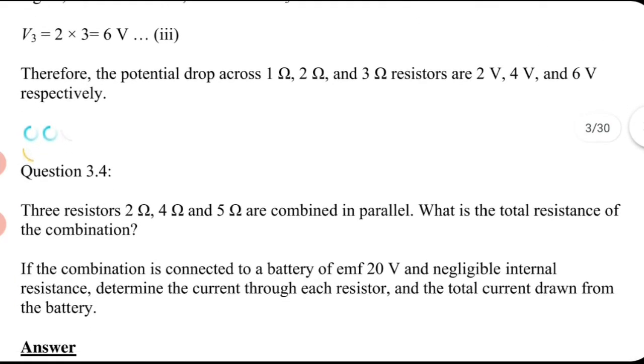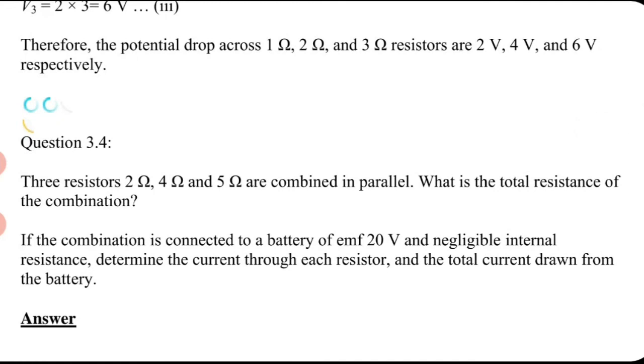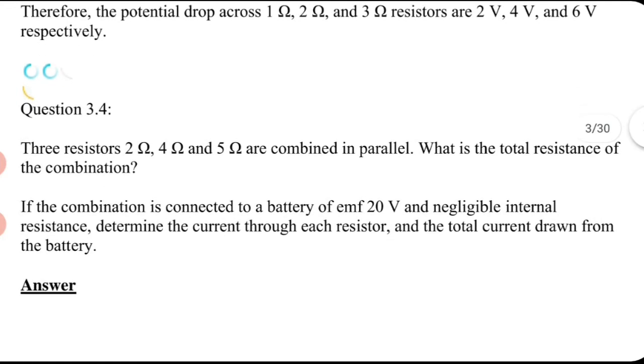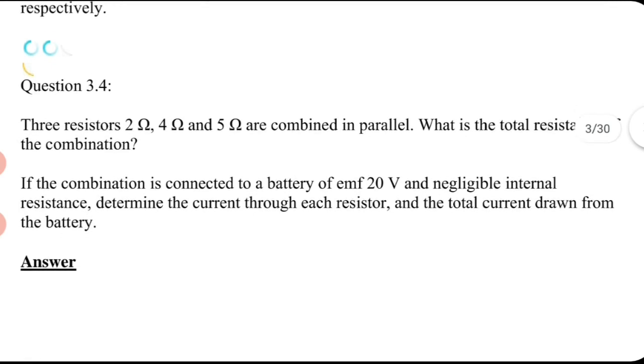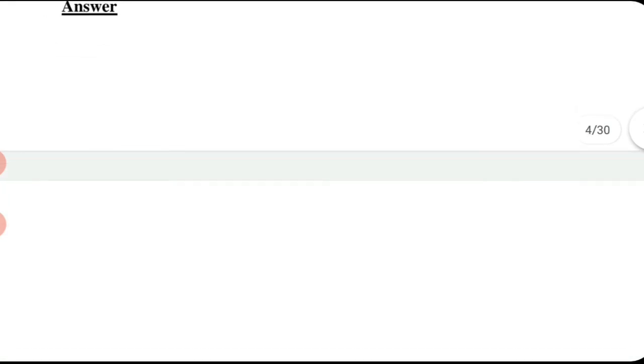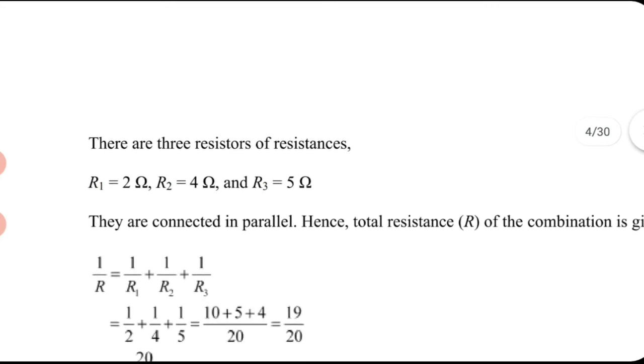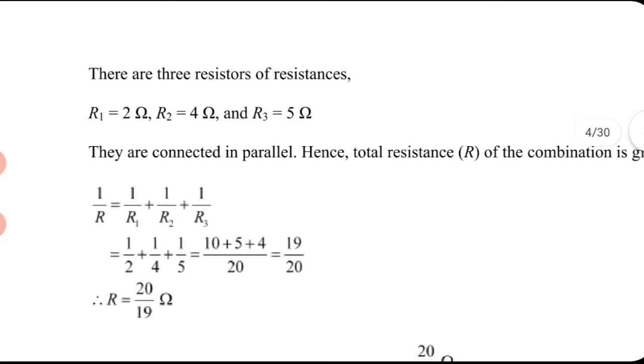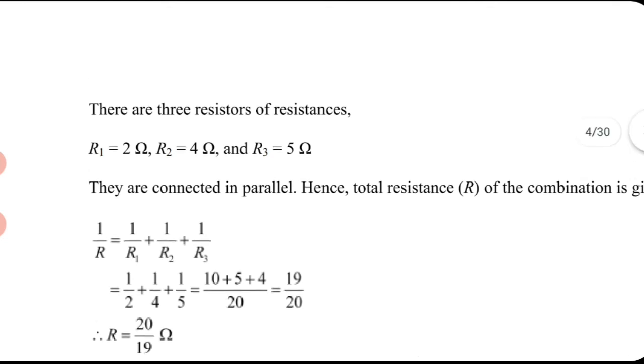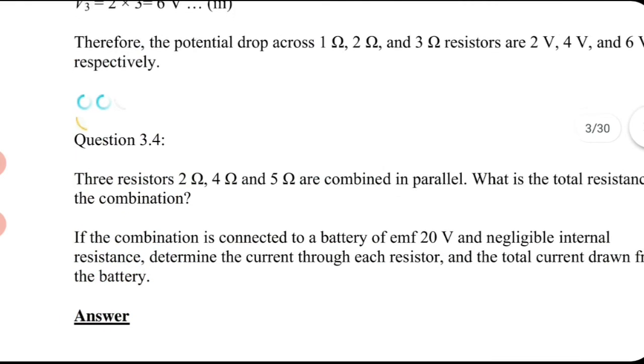Now coming to 3.4. 3 resistors 2 ohm, 4 ohm and 5 ohm are combined in parallel. What is the total resistance of the combination? That we have to calculate using the equation 1 by R is equal to 1 by R1 plus 1 by R2 plus 1 by R3. So calculating, you will get R is equal to 20 by 19 ohm.